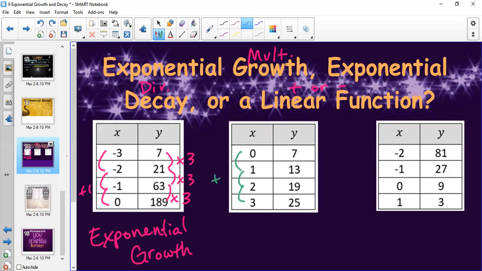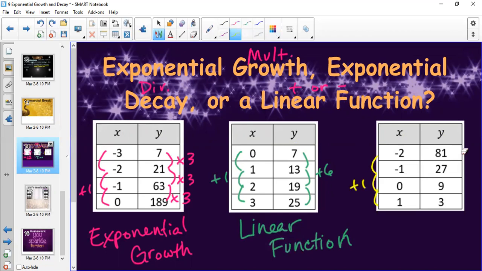Okay, so let's do the second one. That was going up by 1. These were changing by going up by 6. That would be a linear function. We had a constant rate of change. All right, next one. Our x's were going up by 1. Our y's, we're actually dividing by 3 here. Dividing is exponential decay.